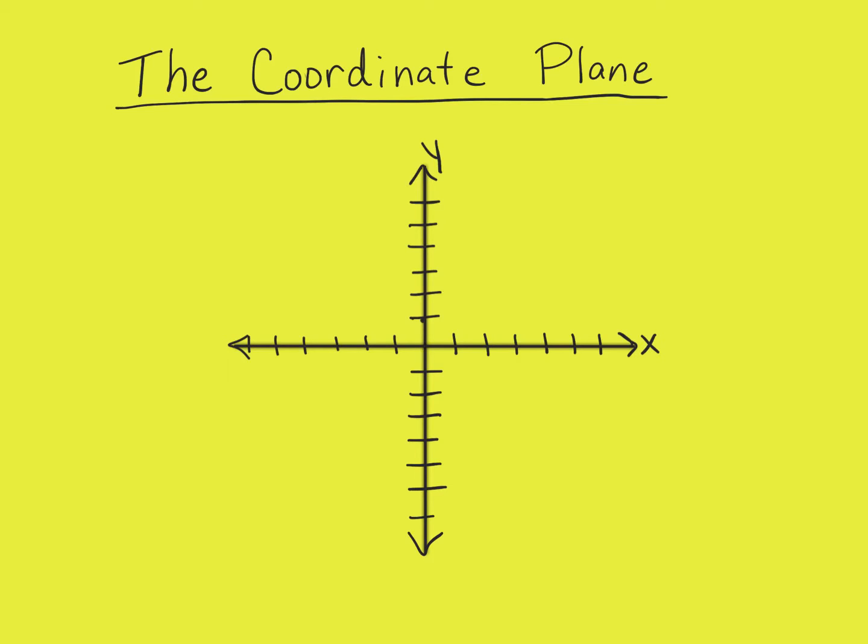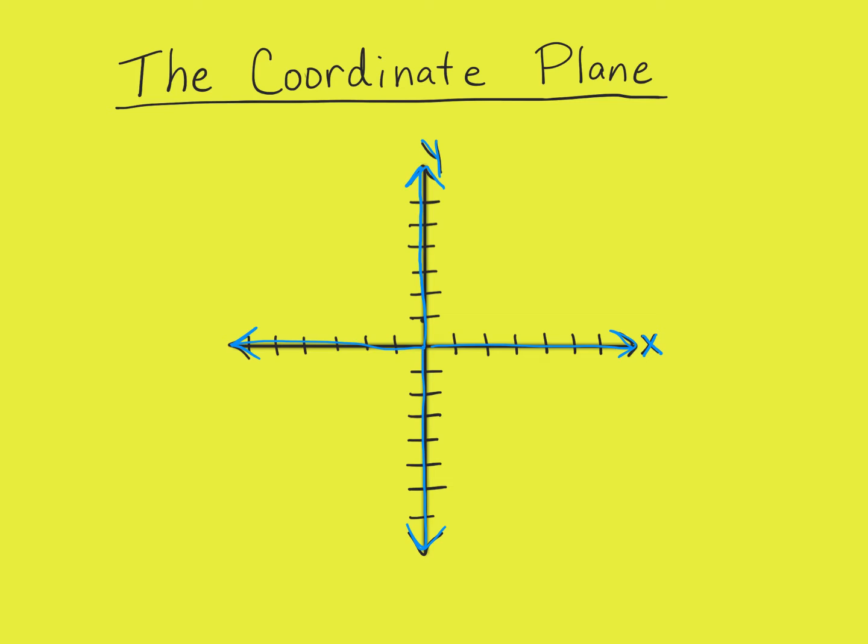We're going to do a little bit of a review about the coordinate plane. Notice that this coordinate plane is made up of two axes. The x-axis, where numbers go more positive as they go to the right. They go negative as they go to the left. We also have this y-axis. Numbers go positive as they go up, and they go negative as they go down.